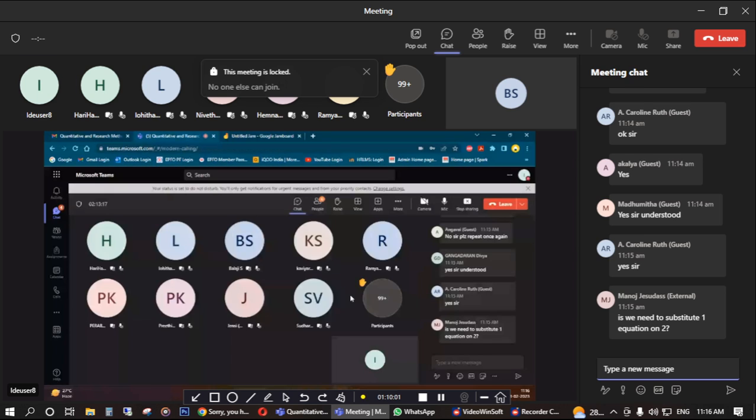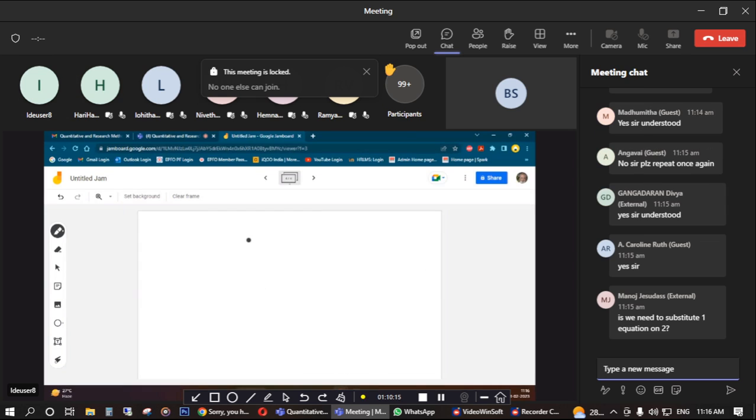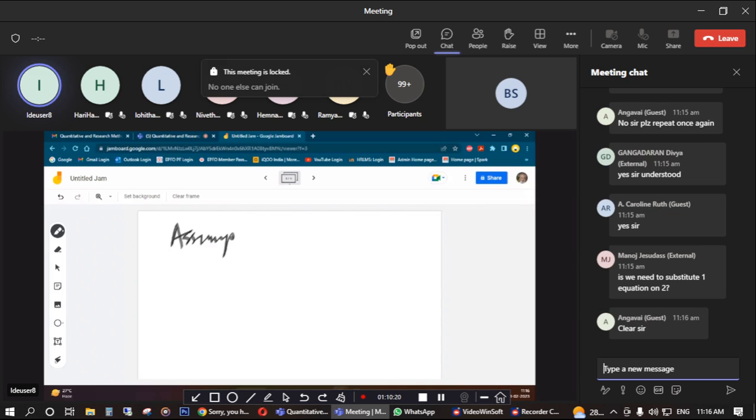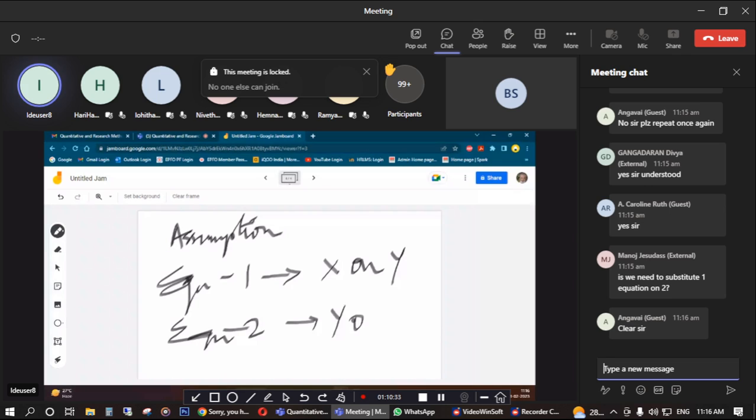Do we need to substitute one equation or two equations? Second equation. Manoj, I will tell you this. See here. What was my assumption? My assumption was I am going to consider equation 1 as x on y and I'm going to consider equation 2 as y on x. This is my assumption.